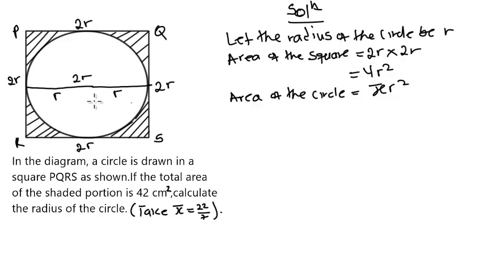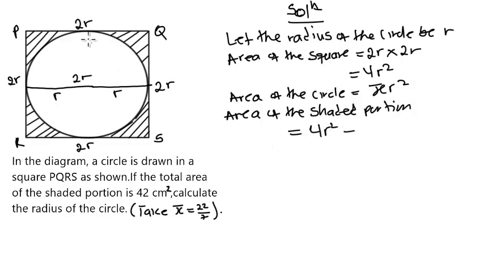We can use this to calculate the area of the shaded portion by subtracting the area of the circle from the area of the square. So let's go ahead and do that. So the area of the shaded portion will be equal to, now what's the area of the square? The area of the square, PQRS, is 4r squared, minus, and then the area of the circle we had pi r squared. So we now have the area of the shaded portion over here.